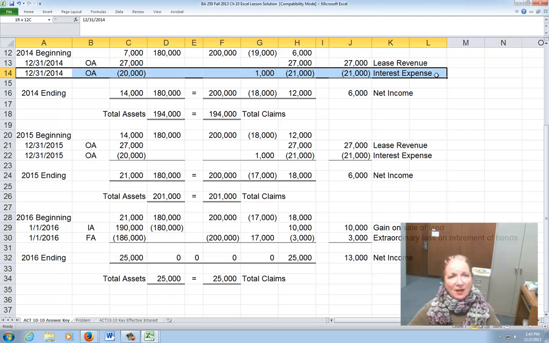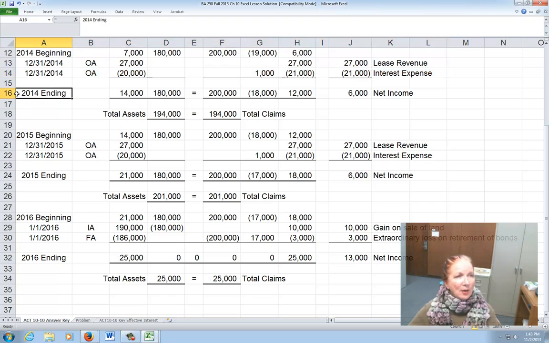Then we have on December 31st, an operating activity. Now we're paying the interest on the bond. So we have the $20,000 interest on the bond. We have the $1,000 amortization on the discount. And so then we have $21,000 of interest expense, the sum of the two, and all that is going to go into the retained earnings.